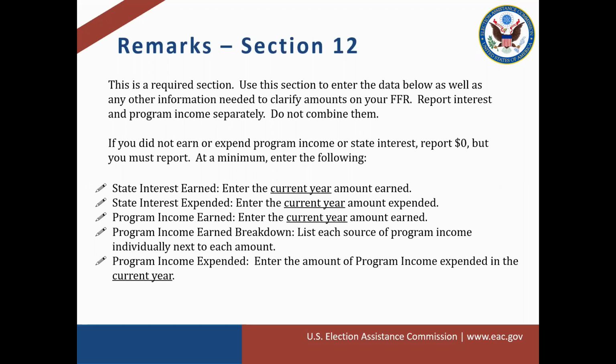So let's say you got $10,000 from one source, another $5,000 from a different source. You're going to put the source down as well as the amount, and they're going to add up to your current year program income earned right above it. Then you're going to finally end with your program income expended. So if you did end up spending some of that program income in the current year, you report that here. Now on the next page, I'll show you what that would look like.